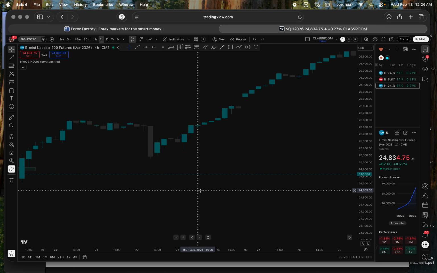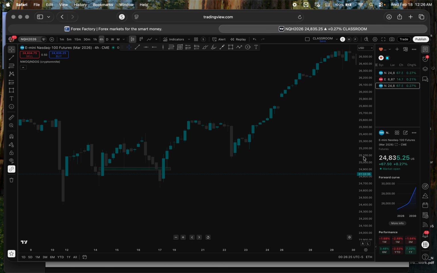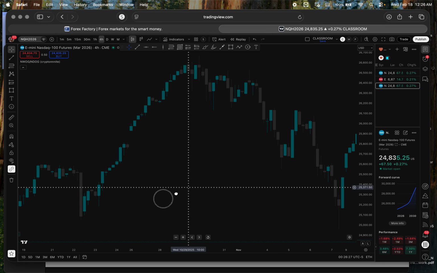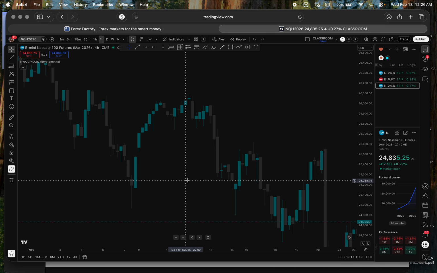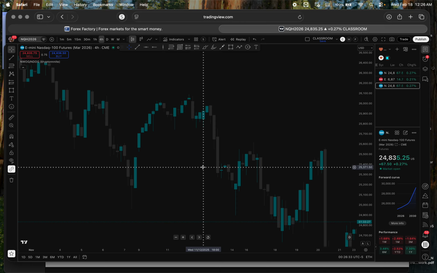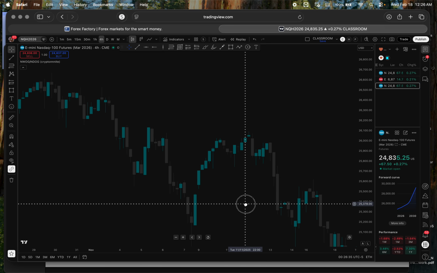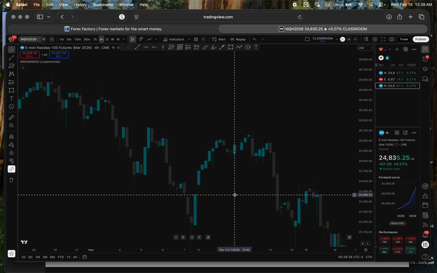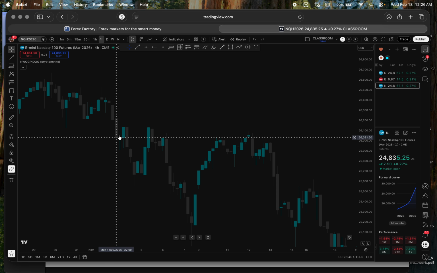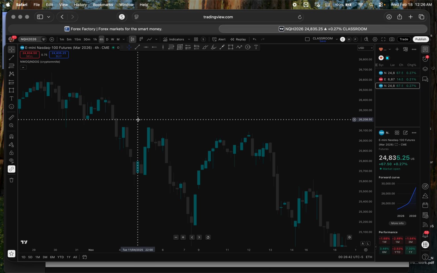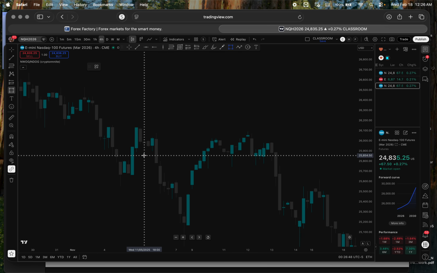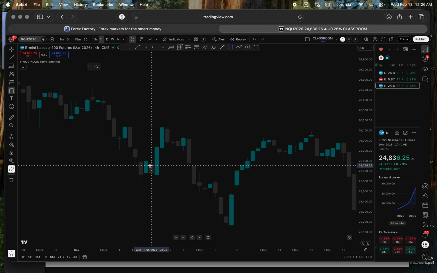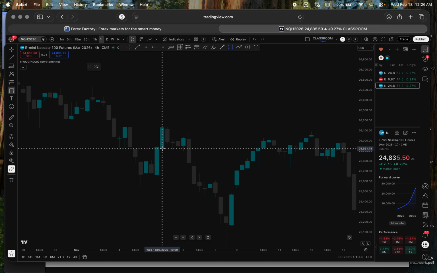Actually, let's say I don't see a fair value gap. I'm looking for something to inverse my gap. These are kind of too far apart. Yep, here we go. You've got this candle first, this candle the third.